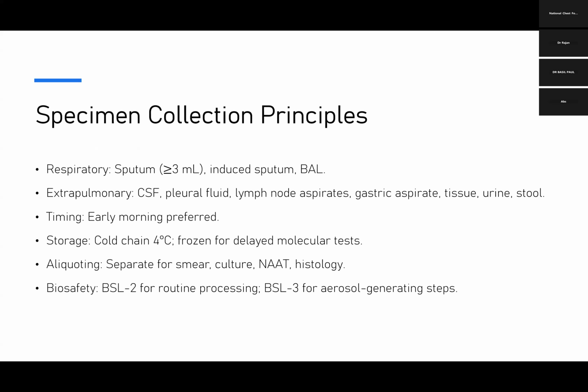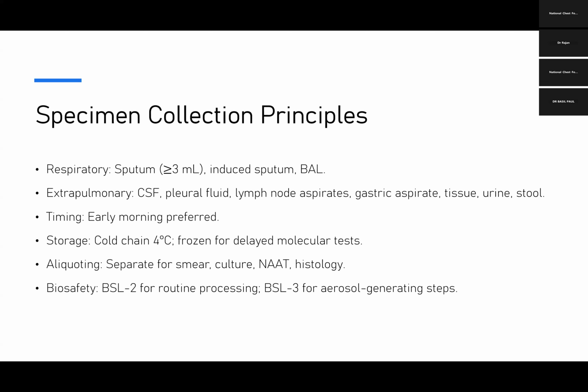Again, timing early morning is preferred, especially for respiratory samples, especially sputum. The concept behind that they say is that when you're sleeping, a good bacterial load gets collected, and when you cough it out in the early morning, the chances of you getting a positive test result is very high.